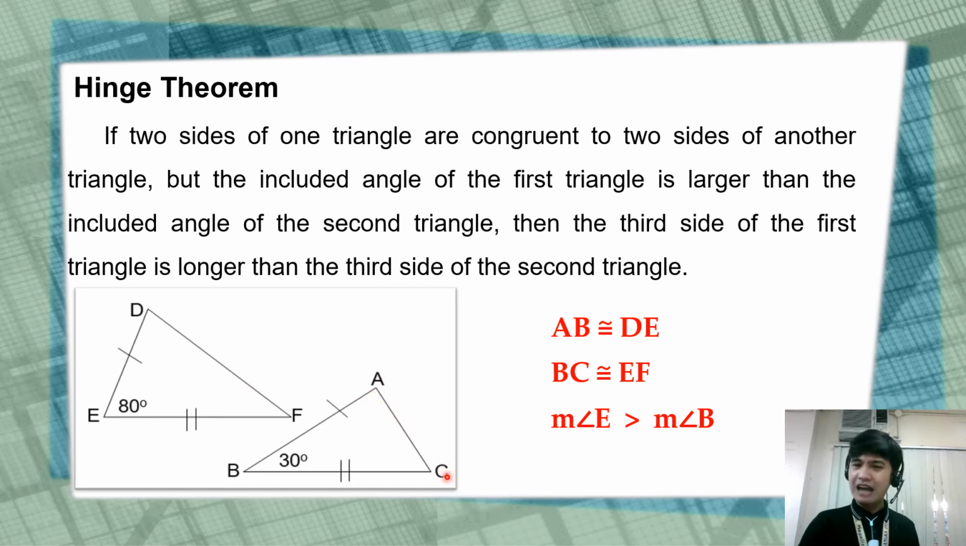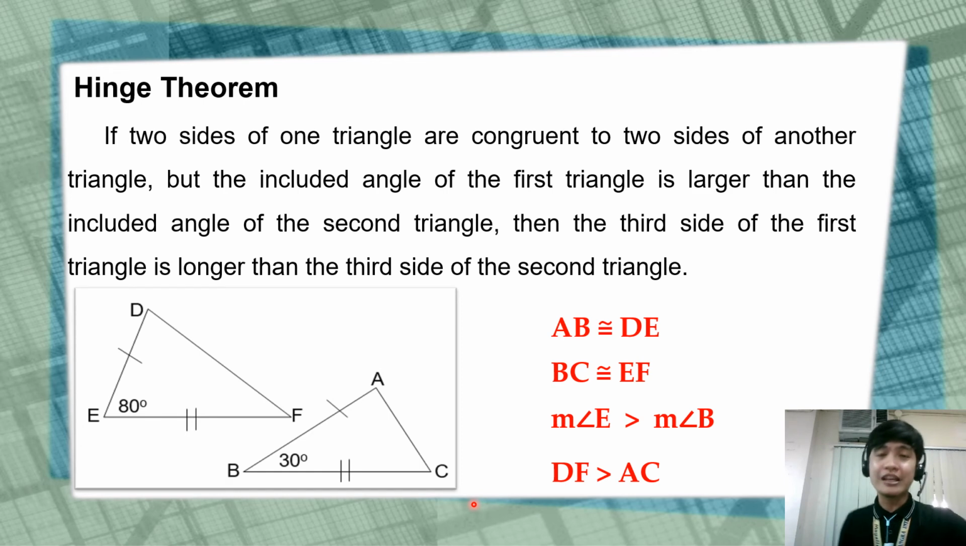Kaya lang sir, parang ang labo pa din. Lagyan natin dito. Segment DF is greater than or is longer than segment AC. Kaya lang sir, parang ang labo pa din. Parang malabo pa din siya. Ilagay natin sa konteksto na ito. Eh ano ngayon sir, kung mas malaki si angle E, siguro ang tanong nyo sa isip nyo, ano ngayon sir kung mas malaki si angle E kay angle B? Anong relasyon nun dun sa mga third side?